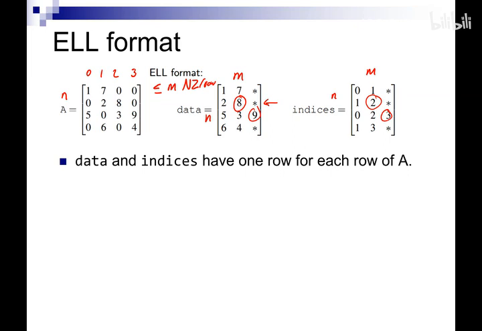Now, because M here is the maximum number of non-zeros per row of A, you could have rows which have less than M non-zeros. If that happens, then we're just going to store these stars to represent that we actually do not have M non-zeros in that row. And then likewise in indices, you also store a star.